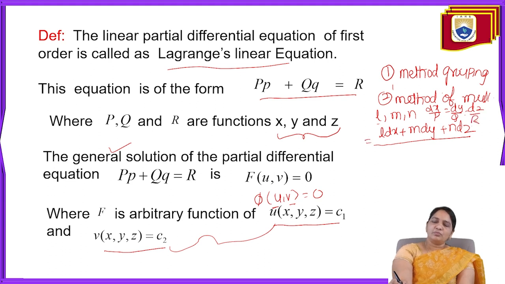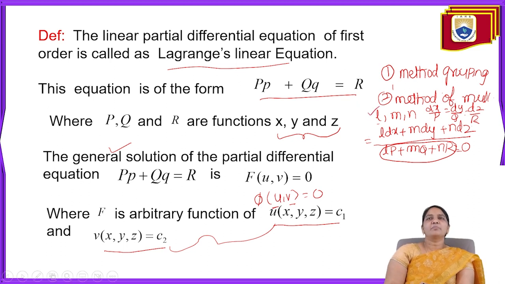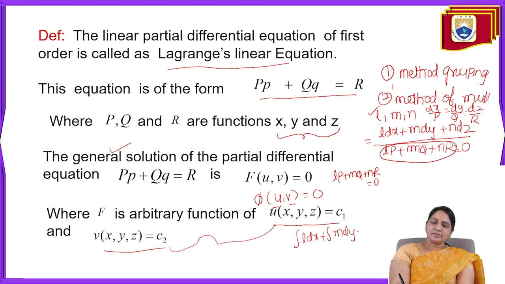So this is equal to, first I multiply: l into dx plus m into dy plus n into dz, by, in the same way, l into P plus m into Q plus n into R. This value should be 0. Then we can decide that these elements are multipliers of the given equation. So if lP plus mQ plus nR equal to 0, then I can do the integral of l dx plus integral of m dy plus integral of n dz equal to some constant.